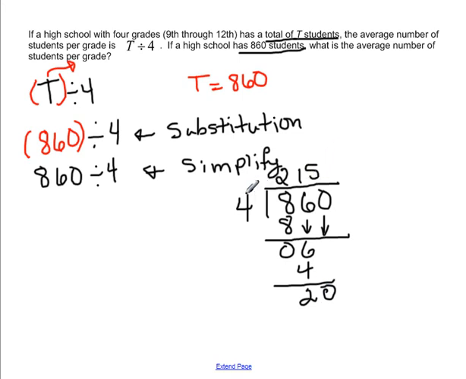And so let's say, okay, so what exactly did we do here? We took 860 divided by 4. Remember, that came from T divided by 4. T divided by 4, the problem said, was the average number of students per grade.